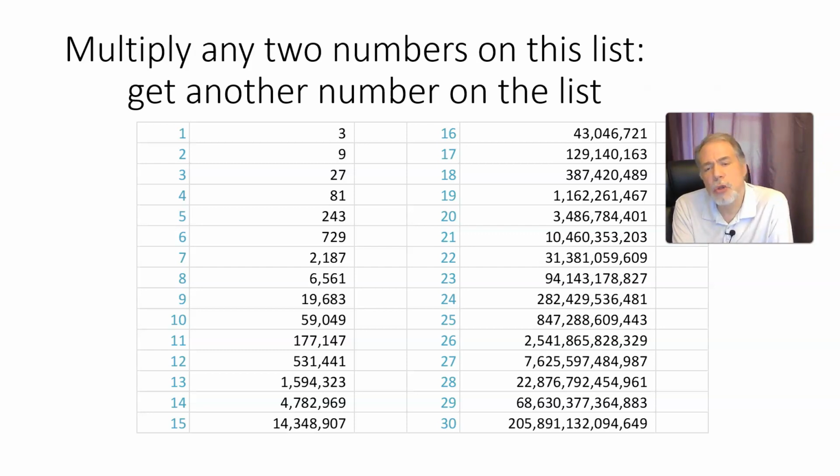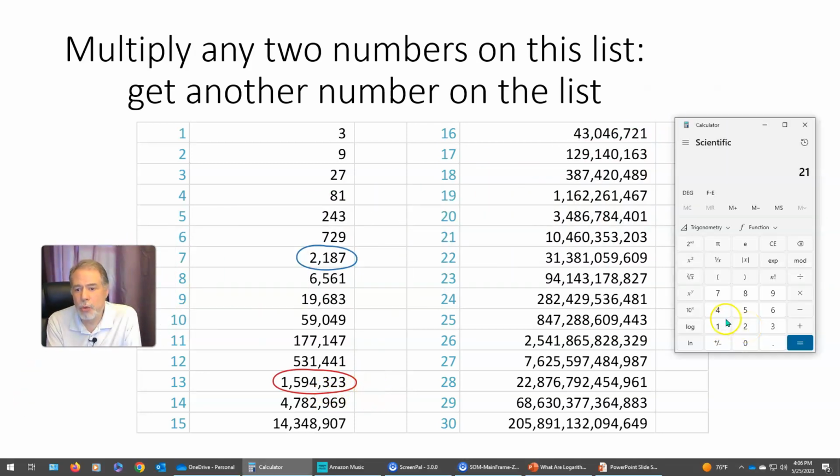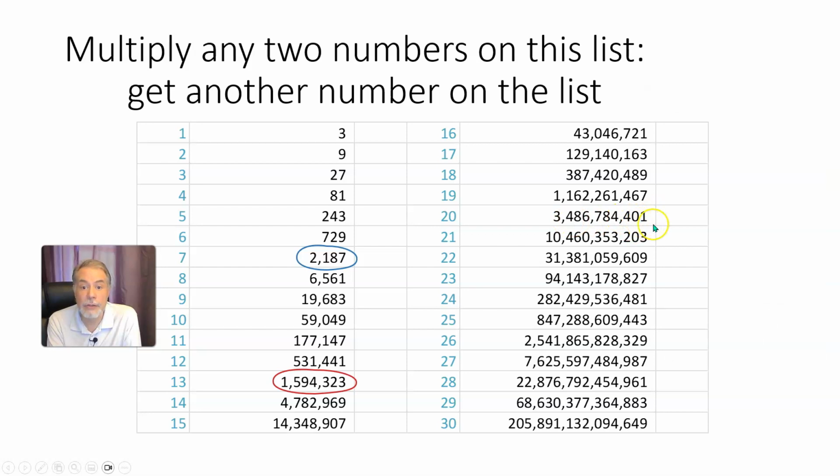But let me show you an example. So we can take the number 2,187 and multiply it times the number 1,594,323, and let's see what we get. Okay, so 2187 times 1594323 equals 3,486,784,401. And oh, look, there it is on the list.